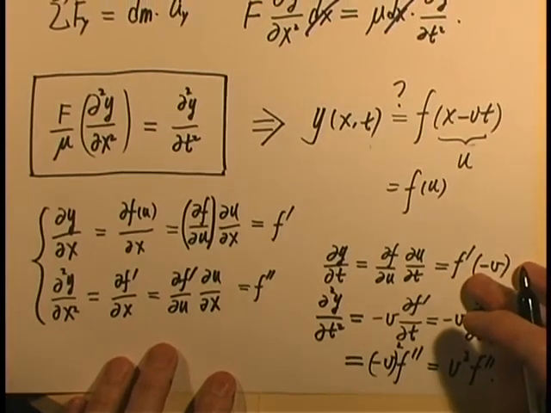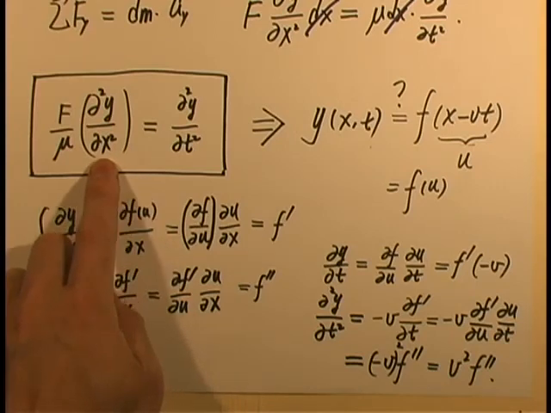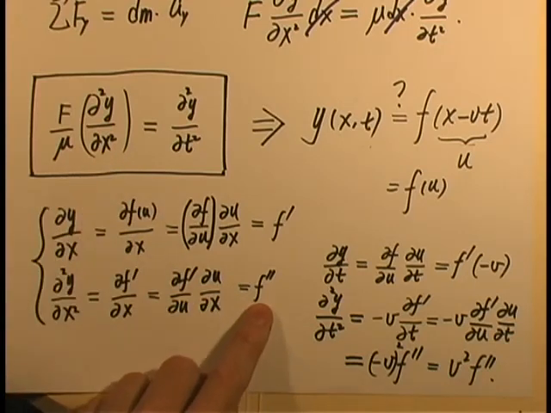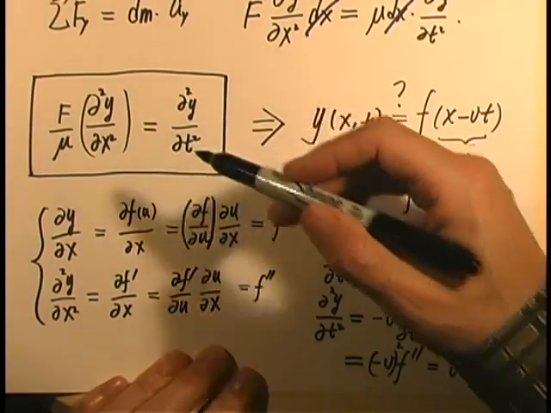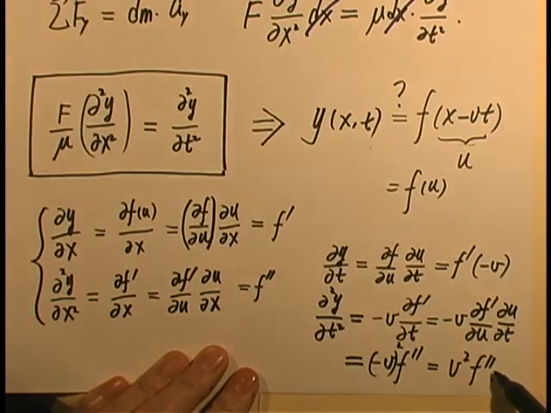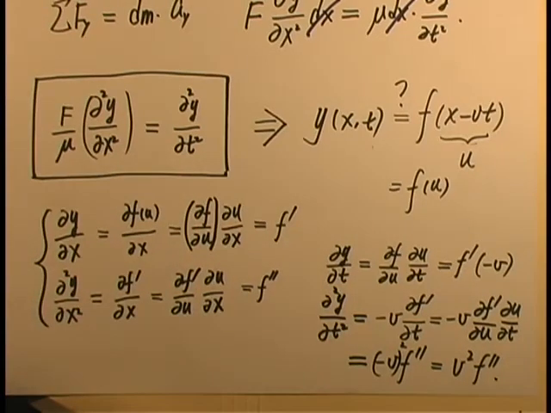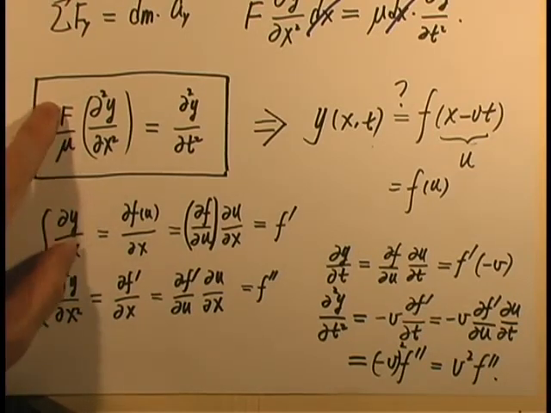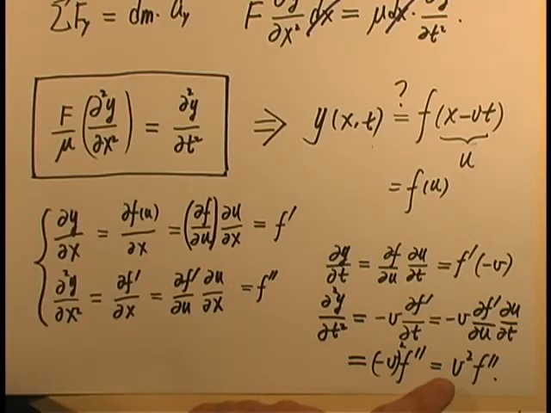All right, now let's see. When I took the second derivative of y with respect to x, I get f double prime, right? When I took the second derivative of the same function y with respect to t, what do you get? I still get f double prime. The only difference is that there is a v squared. Now if you plug this in here and plug this in there, we get actually a match between the two sides. This side is F over mu, and then you have an f double prime. The other side is v squared f double prime.